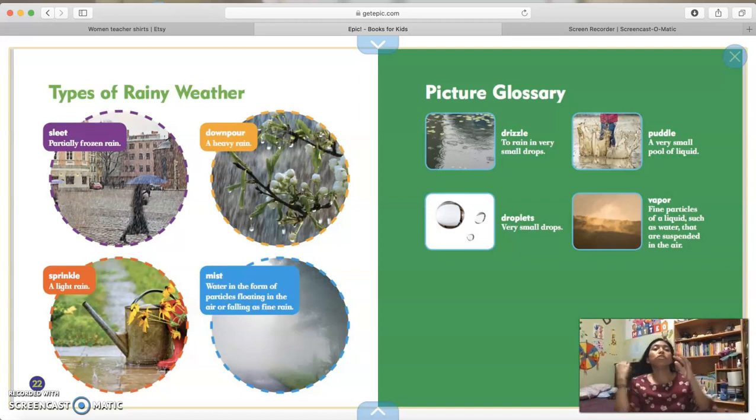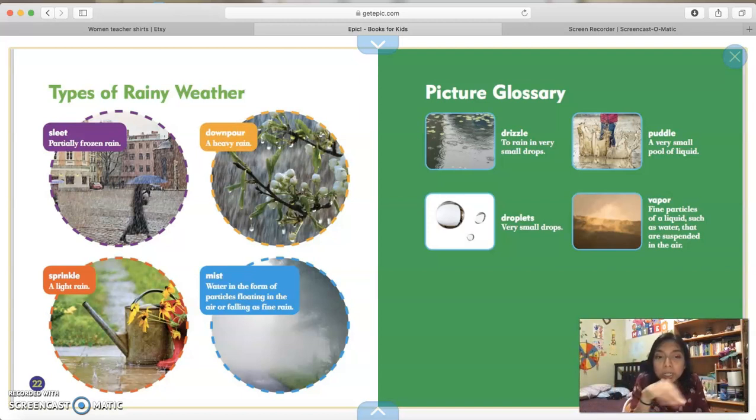And now let's just see. It says types of rainy weather. So we have sleet, which is partially frozen rain. That's what we spoke about today. So sleet is just a little frozen water, but it's not like snow, right? Then it says downpour. So that means it's a heavy, heavy rain. Just like I said, sometimes you'll hear adults saying it's pouring outside. It just means that it's heavy, heavy rain.